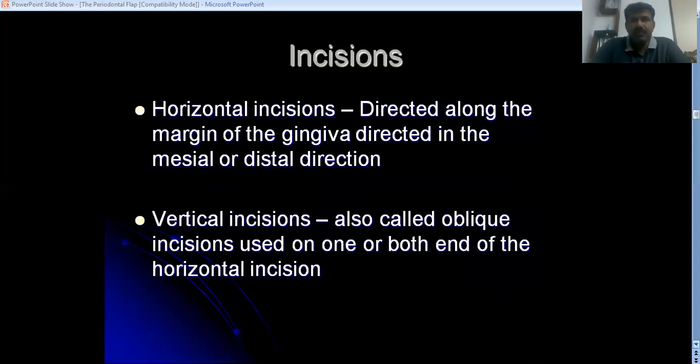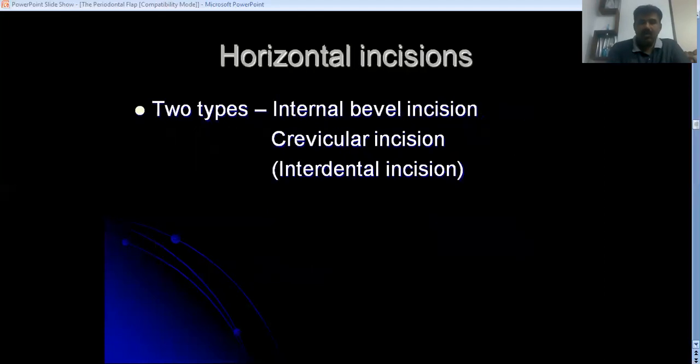Now, for doing flap surgery, basically you need to put incisions. These are an integral part of a flap surgery. And how do you classify incisions? You classify incisions into horizontal incisions and vertical incisions, otherwise known as oblique incisions. What is a horizontal incision? Horizontal incisions are mainly of three types. You have the internal bevel incision, the crevicular incision, and the interdental incisions.